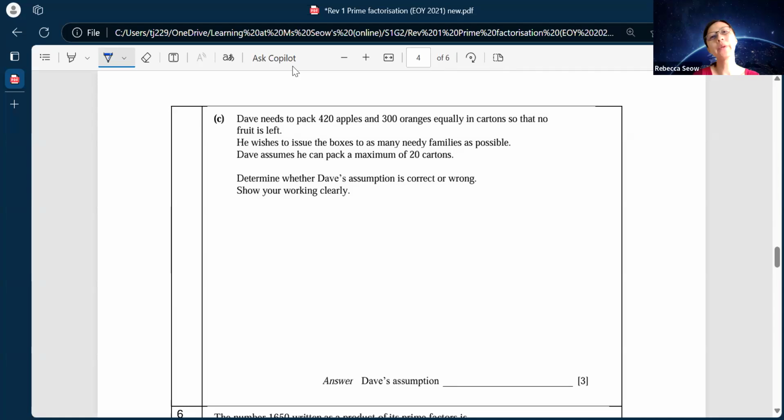Okay, so we know that when you have a fixed number of apples and oranges to be packed, we are looking at HCF. Okay, another clue will be the word maximum. So HCF of 420 and 300.